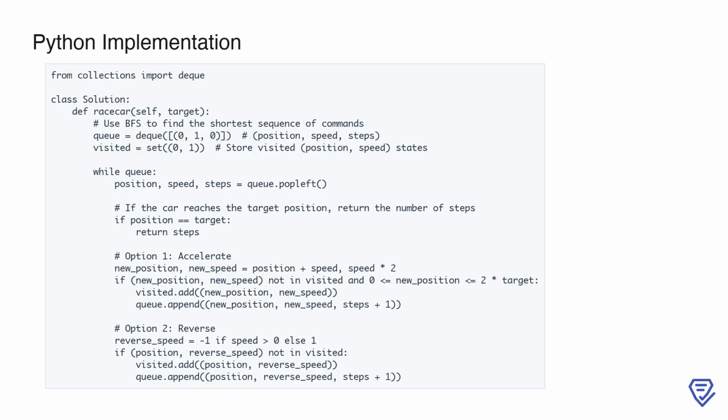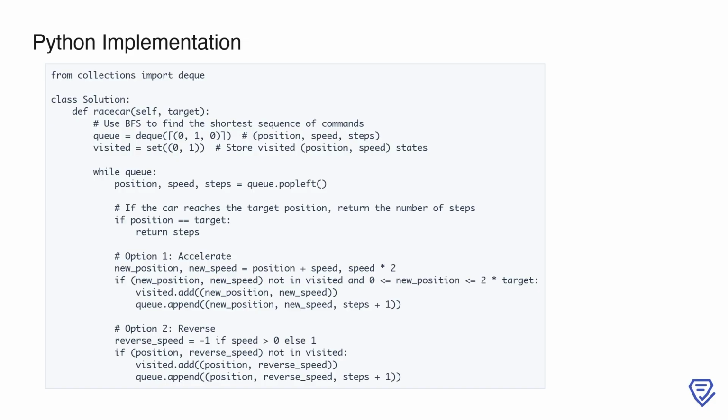2. BFS loop. The BFS loop continues until the queue is empty. At each iteration, the current state (position, speed, steps) is dequeued. If the position matches the target, the function immediately returns the steps value, as this is the shortest sequence of commands.